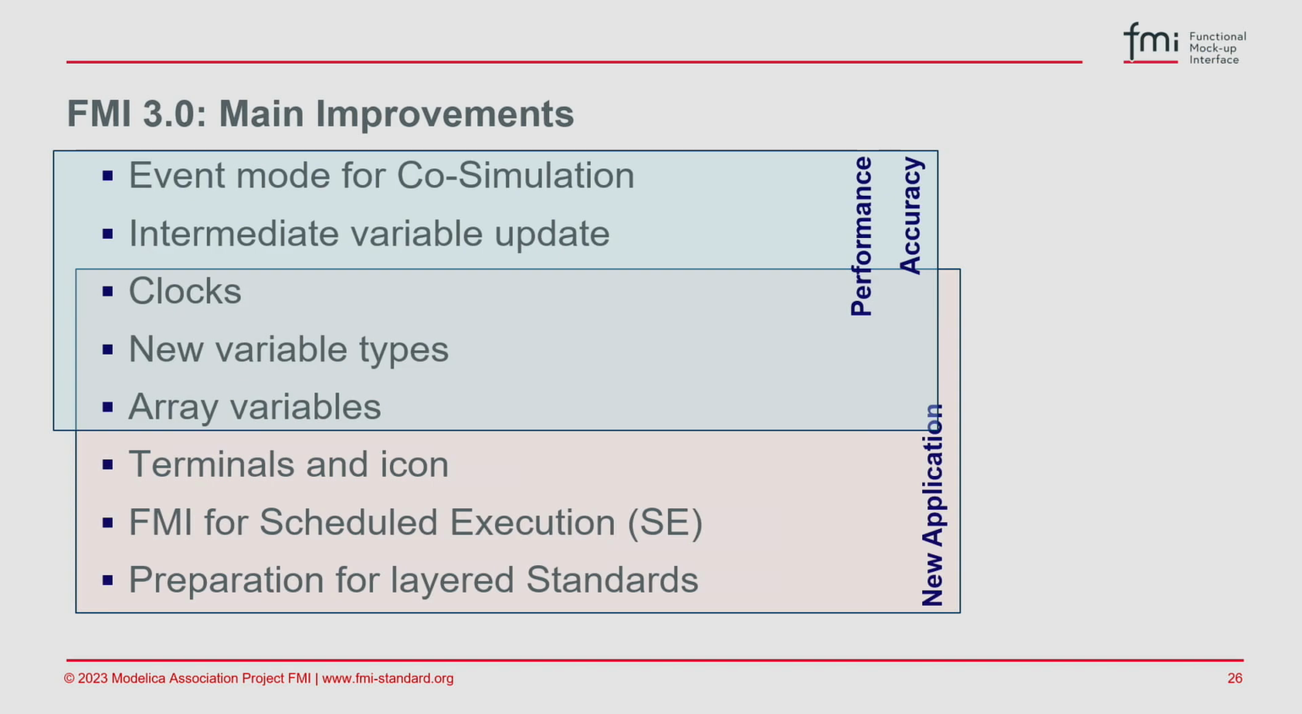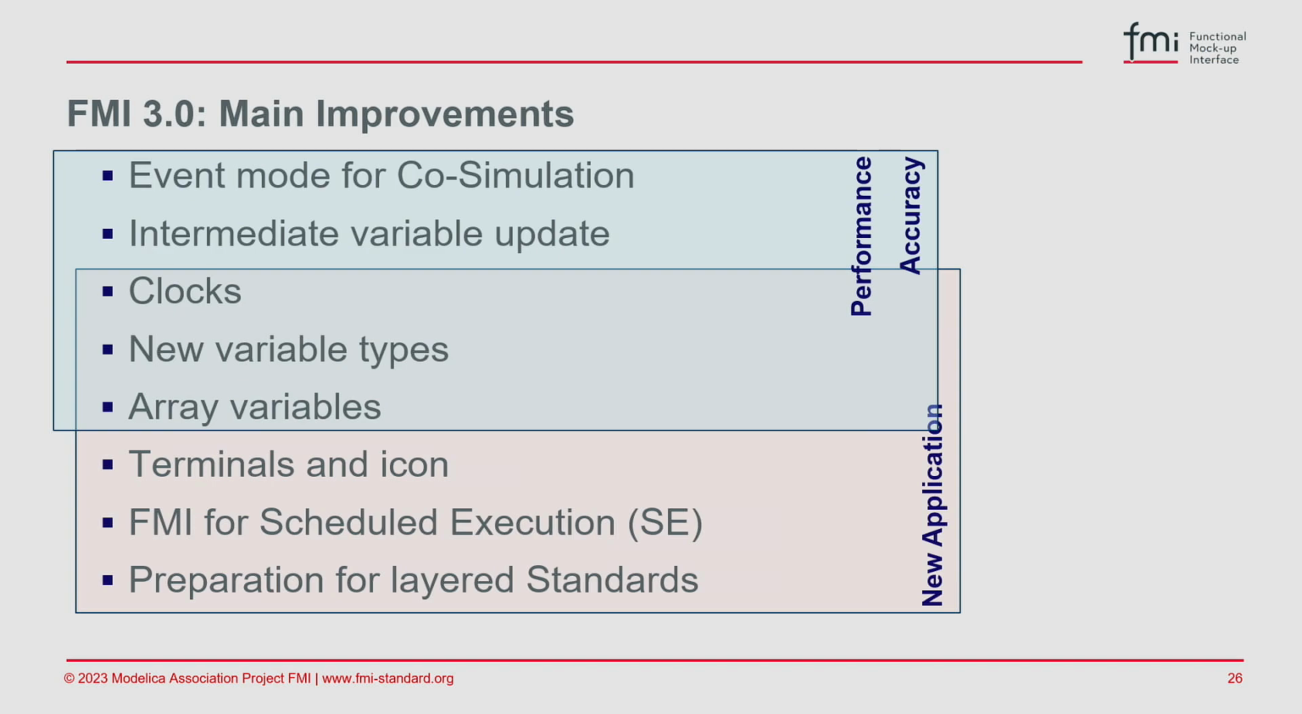So these are the main ingredients of FMI3, the new features. It can do everything that FMI2 can, plus event mode in co-simulation. So for example, when you detect that a ball hits the floor, you simulate until this point, do the event handling, and then simulate further. You can exchange information in co-simulation even between the communication time steps to have, for example, better extrapolation behavior. You can model discrete behavior in the form of clocks and synchronize events.